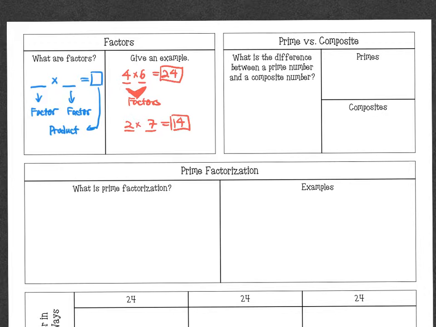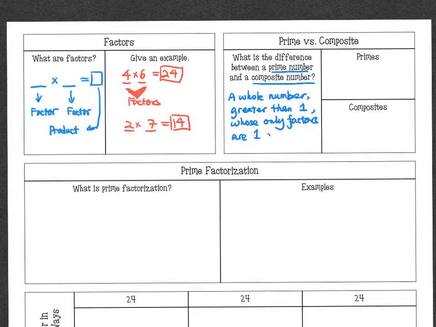Now, what's the difference between a prime number and a composite number? I want you to write this down. A prime number is a whole number. Remember, whole number is natural number plus 0, 0 included. Greater than 1, whose only factors are 1 and itself.